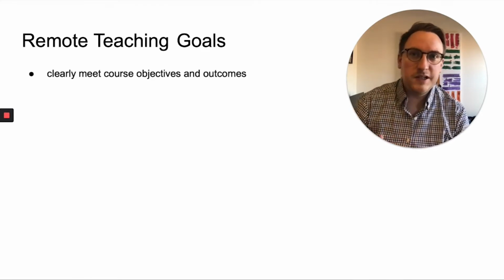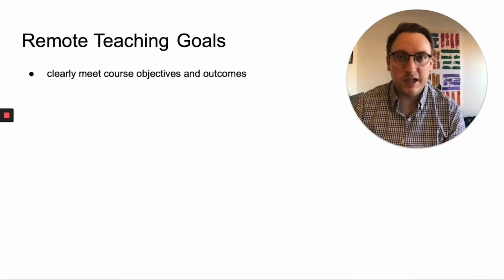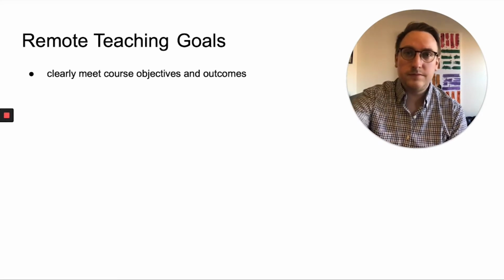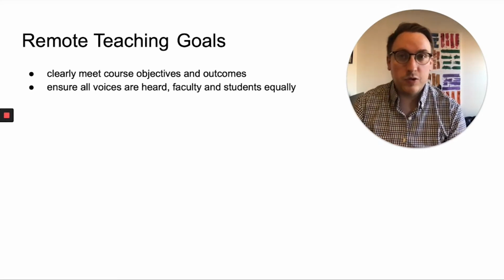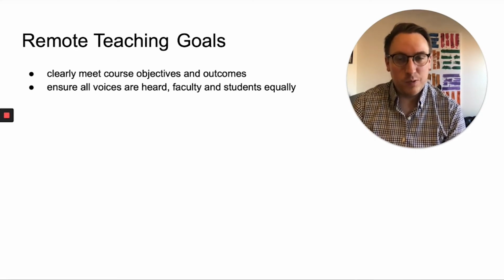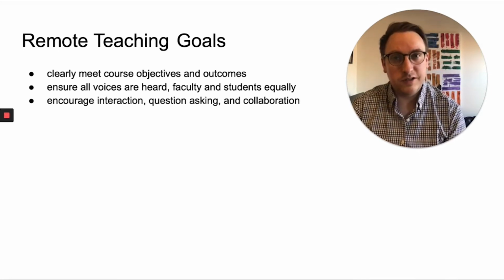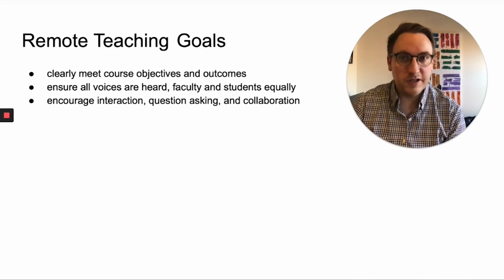The first thing that we need to do is make sure that we're meeting our course objectives and outcomes, the same objectives and outcomes that we would be meeting in a face-to-face environment. We also need to ensure that all voices are heard. Faculty and students must be able to communicate within this environment freely and clearly. And last, we need to encourage interaction, question asking, and collaboration among students and between students and faculty.